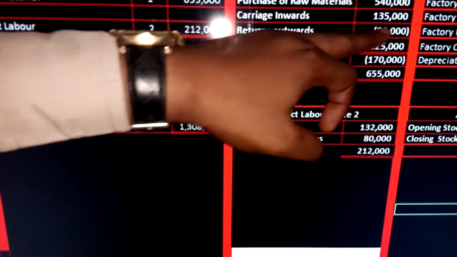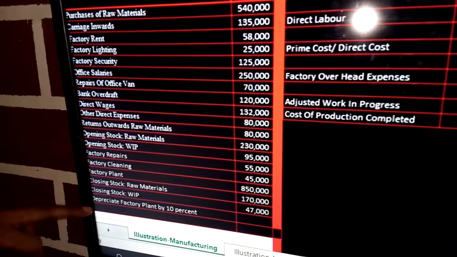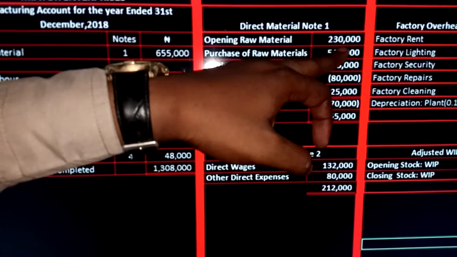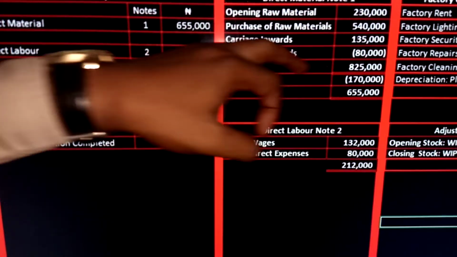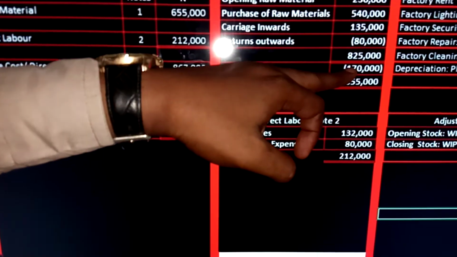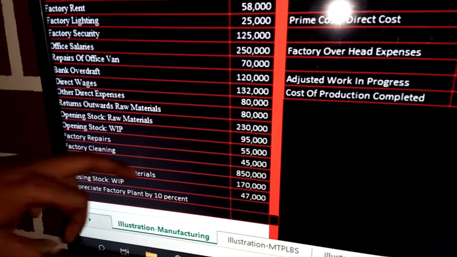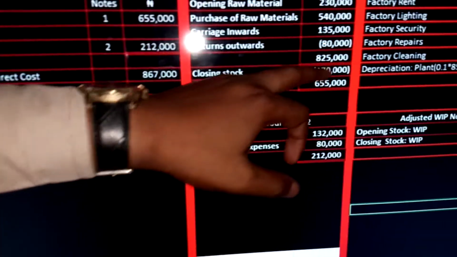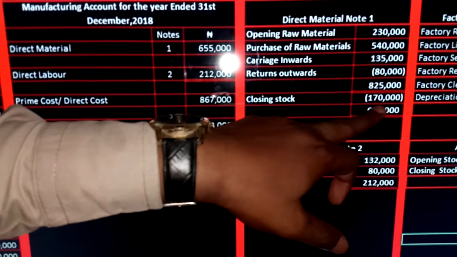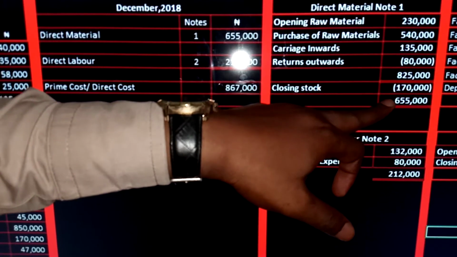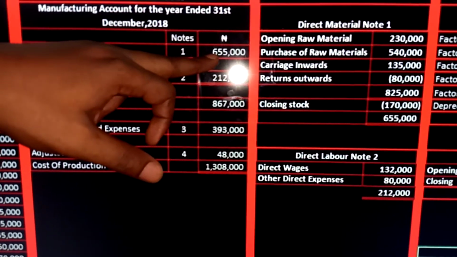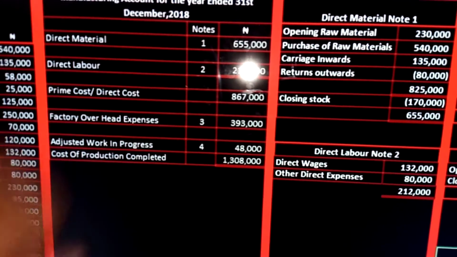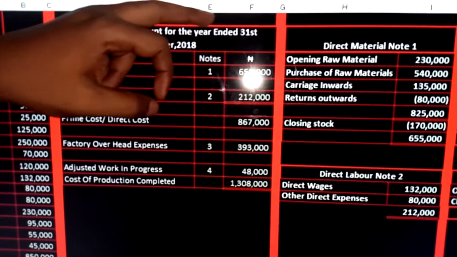Then we see returns outward of raw materials. This is the question. Returns outward of raw materials, 80,000. So you take that out. So when you have opening stock plus purchases plus carriage inward minus return outward, you have 825,000. This is your what? Raw materials available for use. When you take out your closing stock of 170,000, look at your closing stock of raw materials. Where is it? Here, 170,000 in the question. Minus it, you have 655,000. This is your direct materials or cost of raw materials used. That's what you have here, 655,000. So you can see the name of the business here, Untitled Enterprise.